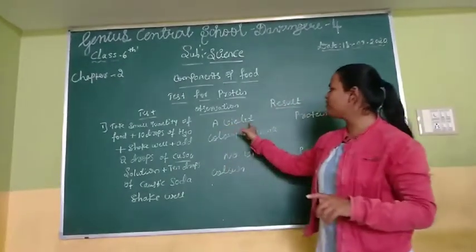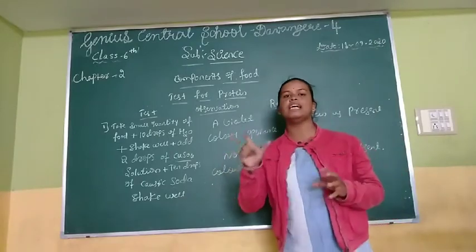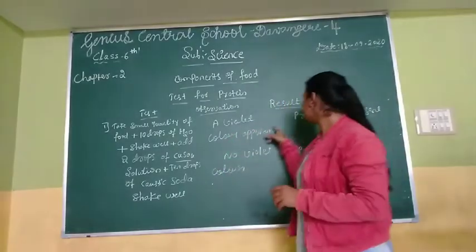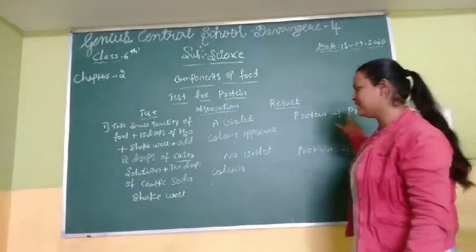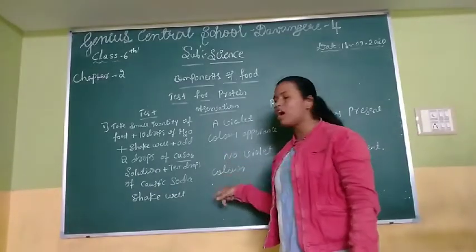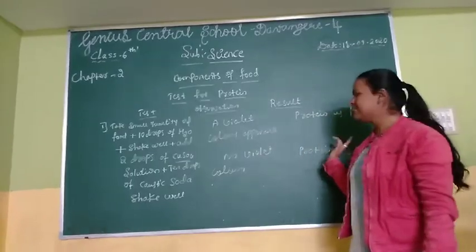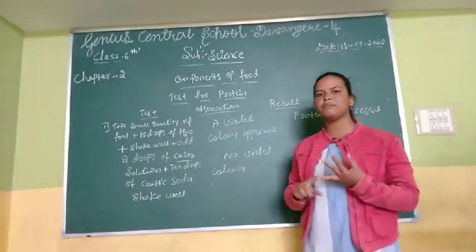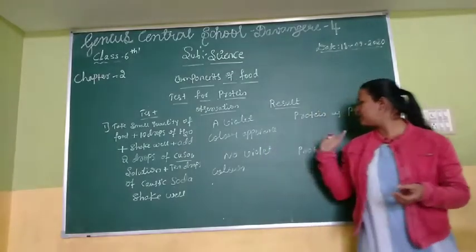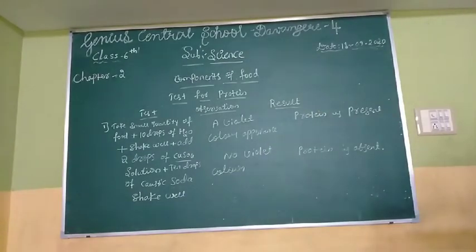If a violet color appears, it means the given foodstuff contains protein. Protein is present. If the violet color does not appear, it means the protein is absent. Understand? If the violet color is present, protein is present. If the violet color is not present, protein is absent.